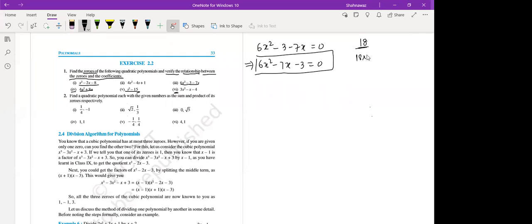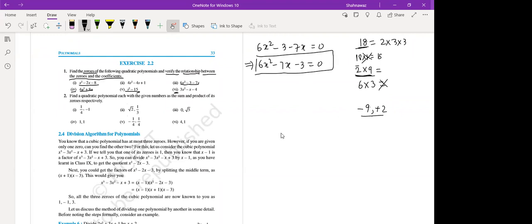18 into 1 is already discarded. So let's do the factors: 9 into 2, and then 6 into 3. So this is discarded, only this is remaining. So what will be the combination? Minus 9 and 2.